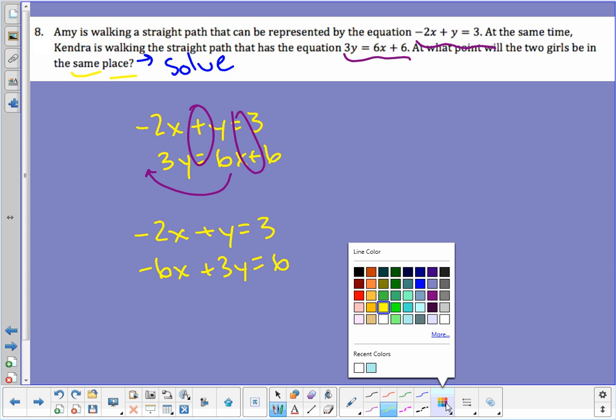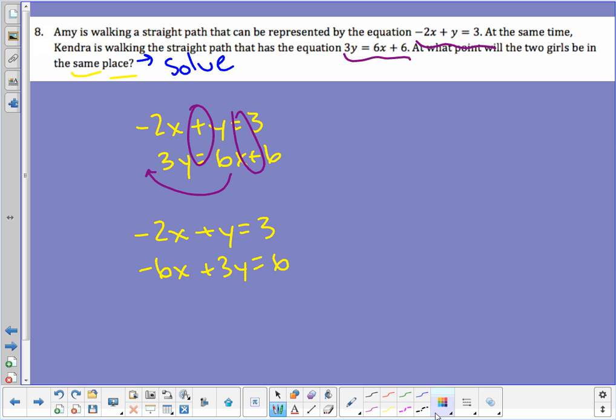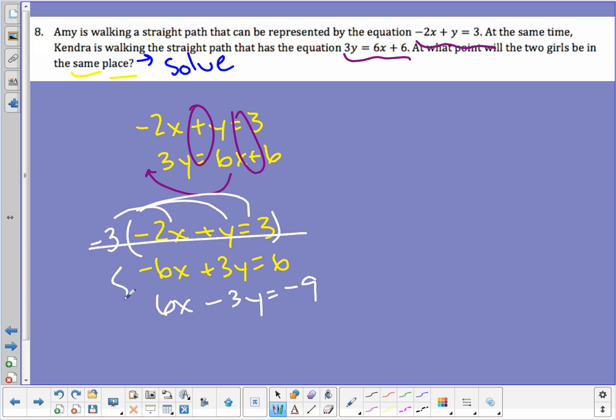So there, now they're both in standard form. Equal signs and constants are lined up. I'm good to go. I don't have opposite coefficients, but I can easily multiply this top one by negative 3 to get a positive 6 and cancel out my x's. When I do that, I end up with positive 6x minus 3y is equal to negative 9. Now I'm done with that equation. I'm looking at these two, and I'm going to add them up.